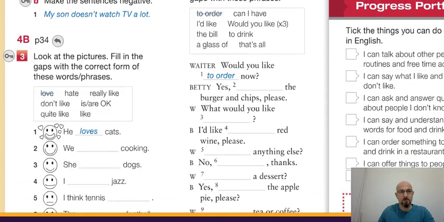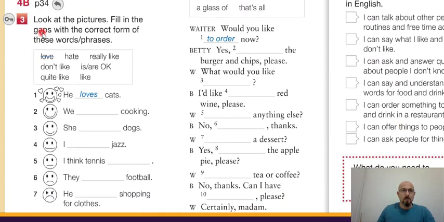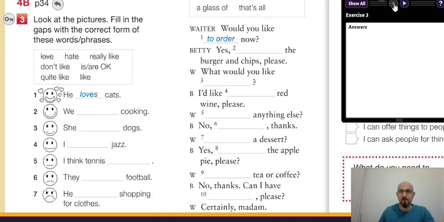Okay, now let's go to the next exercise, number three. Look at the pictures, fill in the gaps with the correct form of these words, phrases: love, hate, really like, don't like, is okay, are okay, quite like, and like. Okay, so you look at the picture. If the picture is sad, if the picture is happy, you write about it, okay? And here's the answer.